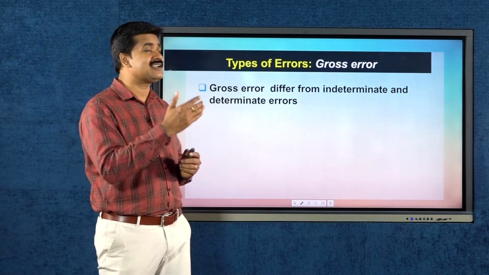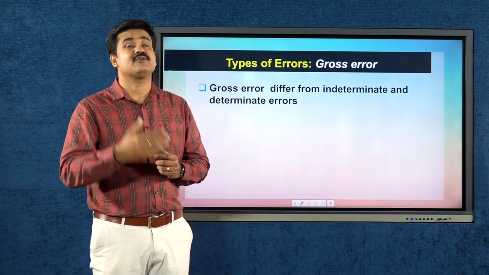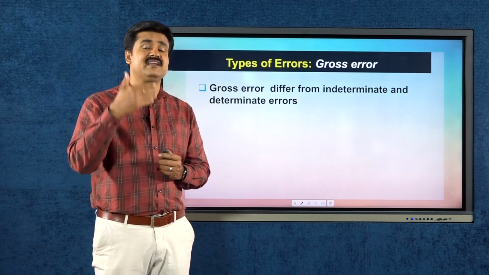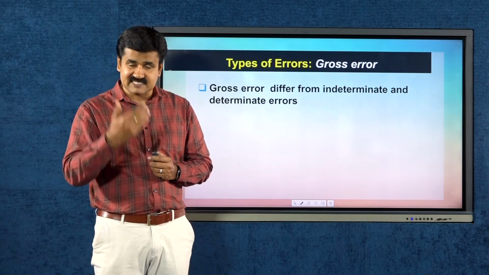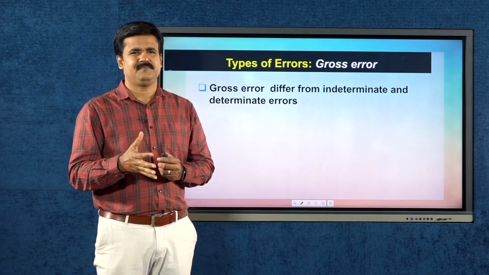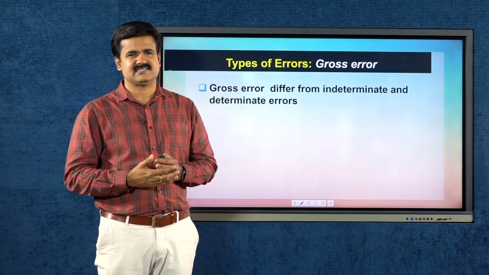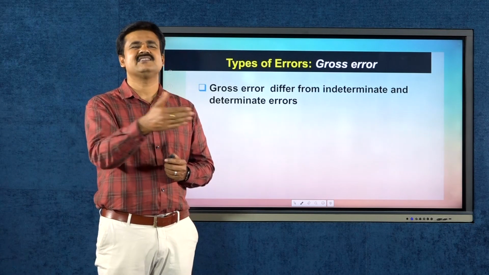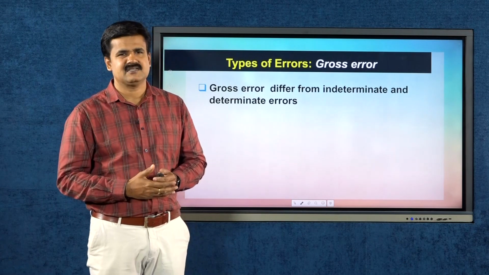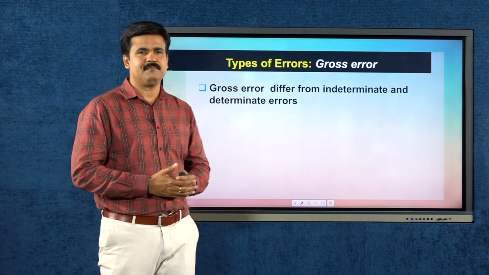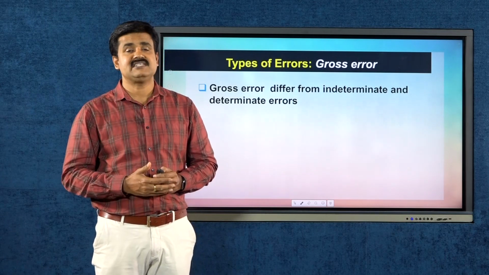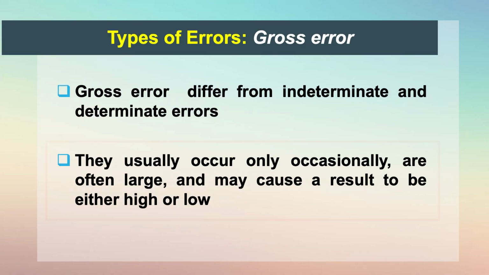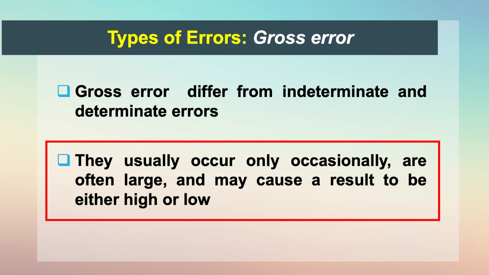That is why the gross error is established as a new category of error. Even though it is not popular when combined with the determinate and indeterminate errors, gross error is also possible. Gross error may occur in certain cases. We are now discussing something more about this gross error for the sake of convenience. Gross errors differ from indeterminate and determinate errors. They usually occur only occasionally, are often large, and may cause results either higher or lower than the true value.